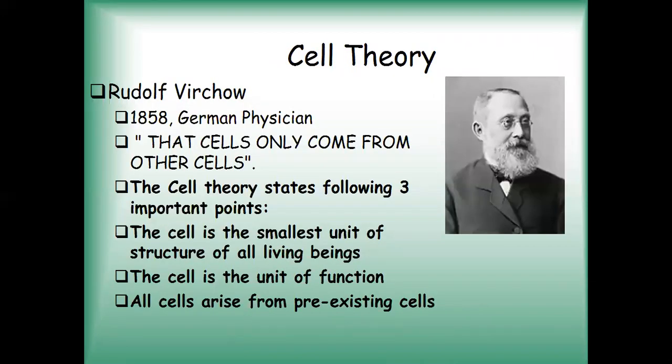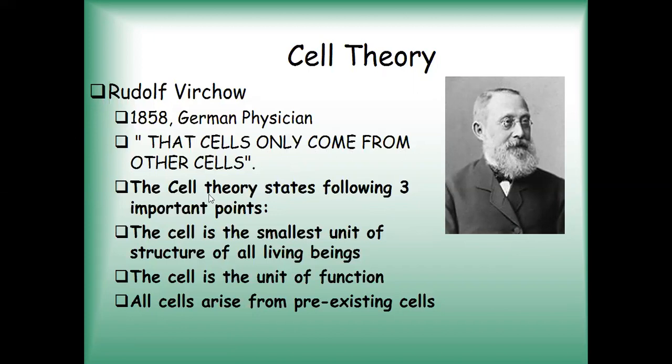Okay, so later, Rudolf Virchow in 1856, a German physician, stated or postulated that cells only come from other cells. That means new cells always arise from pre-existing cells. Okay, so new cells are continuously developed inside our body, or they are formed inside our body through the older ones, through the old cells that are already existing.